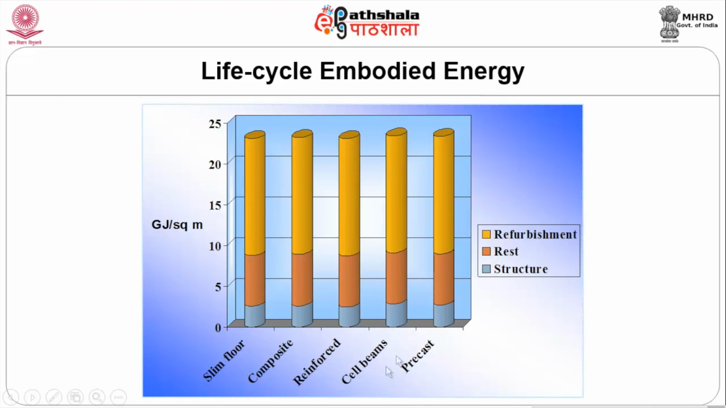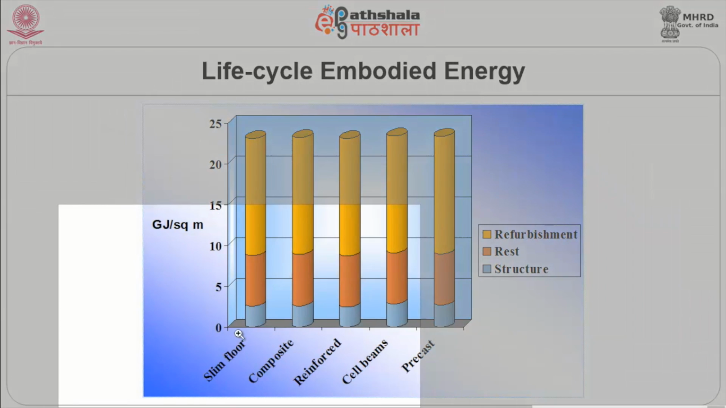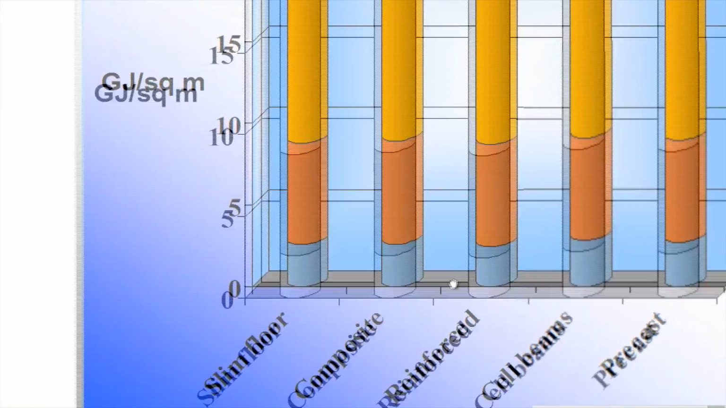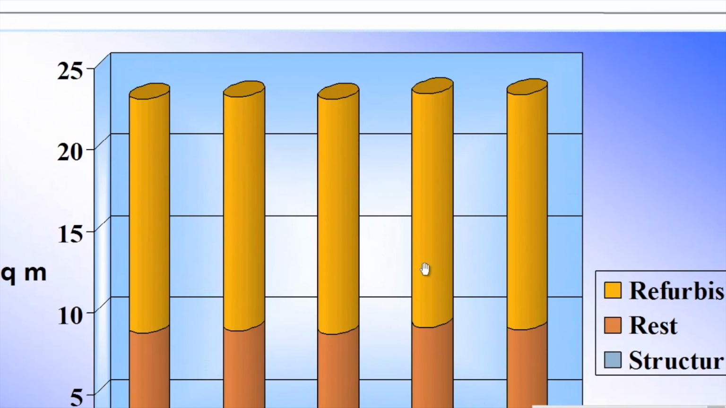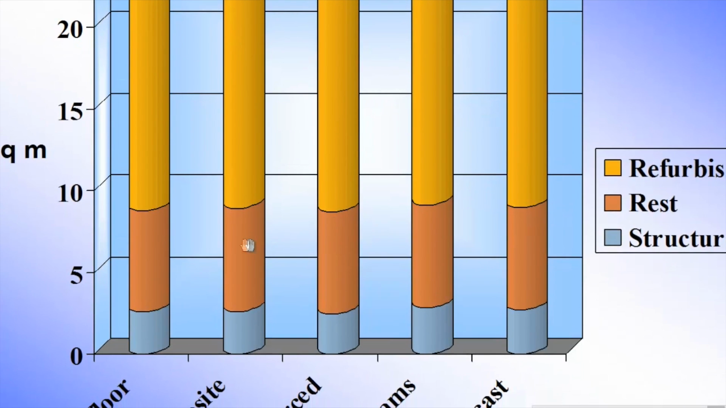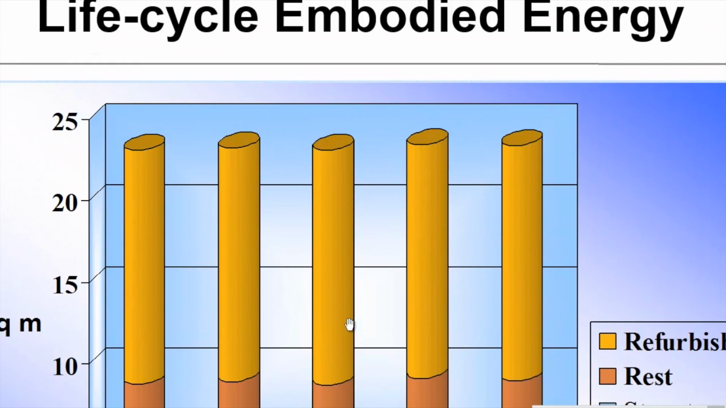Now, look at the value in the graph. It has a scale from 0 to 25, which gives a value for a slim floor and composite floor, and reinforced concrete buildings and also cell beam buildings and also precast buildings. All these lie in the same value. It is like structurally sound and refurbishment to a greater extent.